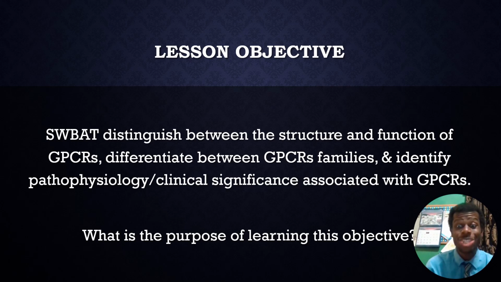Alrighty, class, get your pencils and pen ready and your paper, and we're about to start. However, before we start, we're going to do what we do every single class period, and discuss the lesson objective. It states, students will be able to distinguish between the structure and function of GPCRs, differentiate between GPCR families, and identify pathophysiology and the clinical significance associated with GPCRs.